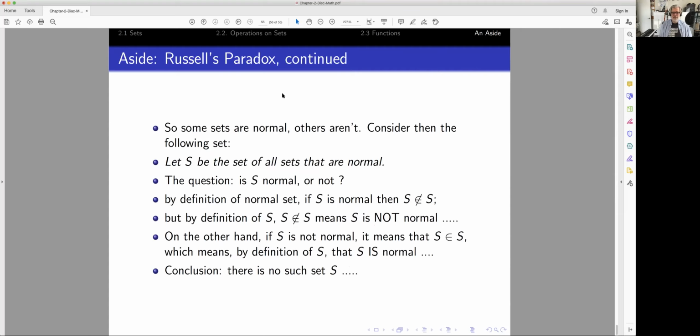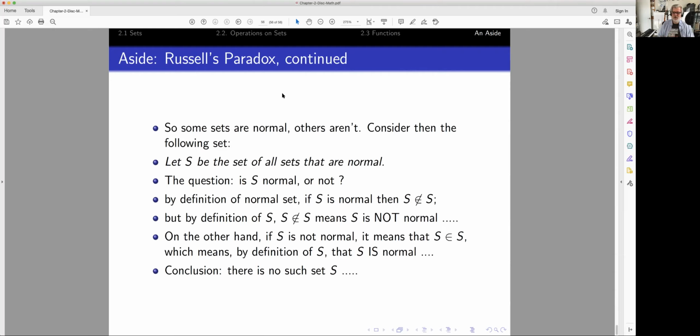And the question is, is S normal or not? That's a good question, right? So suppose S is normal. What does that mean? It means it's not an element of itself. But S is the set of all sets that are not normal. So if S is not an element of S, it can't be normal. So we have a problem. If S is normal, it can't be normal. So that's a contradiction, right? Conclusion, S is not normal.